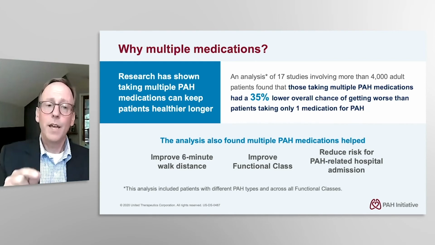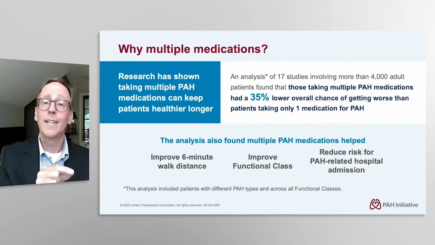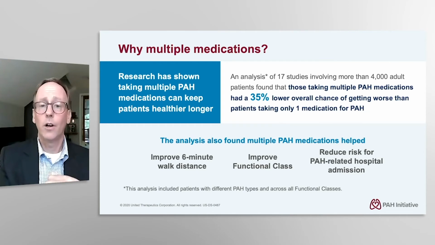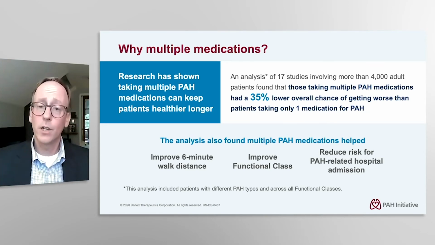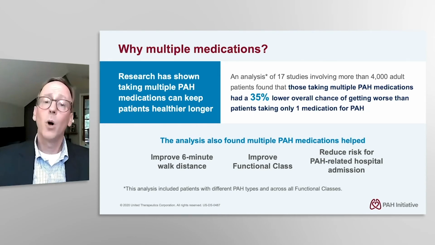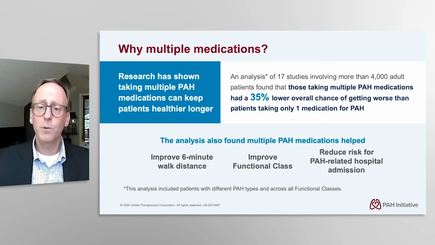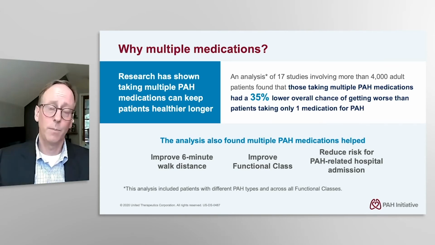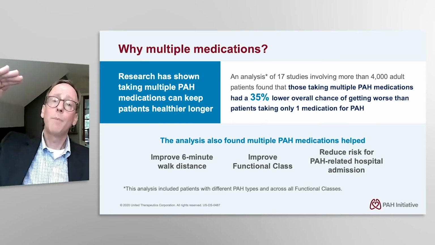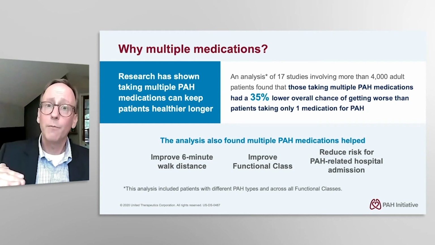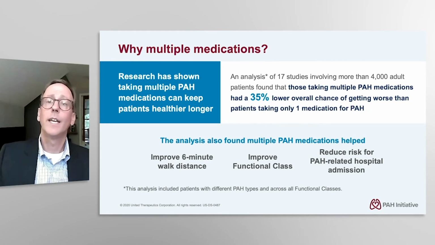Multiple medications in PAH take advantage of the fact that we know there are multiple pathways, and research has shown that taking multiple PAH medications can keep patients healthier longer. As you see there, an analysis of 17 studies involving more than 4,000 adult patients found that those taking multiple PAH medications had a 35% lower overall chance of getting worse than patients who were taking only one medication for PAH. So if your risk status was up here, taking multiple medications lowered it by more than 1/3. That is a 35% reduction in the chance that you're going to get worse.